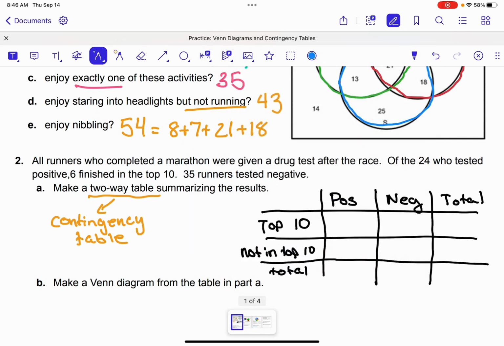What we know, we're given 6 of the ones that finished in the top 10 tested positive. So that means there are 6 here in the top 10 that tested positive. 35 runners tested negative. So that's actually like a total down here. So that's the total number who tested negative. 24 who tested positive. So that would be the 24 there. And that's really all the numbers we're given.